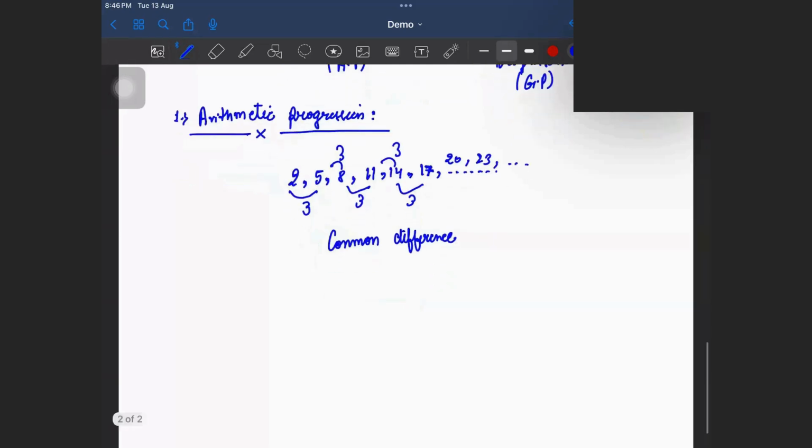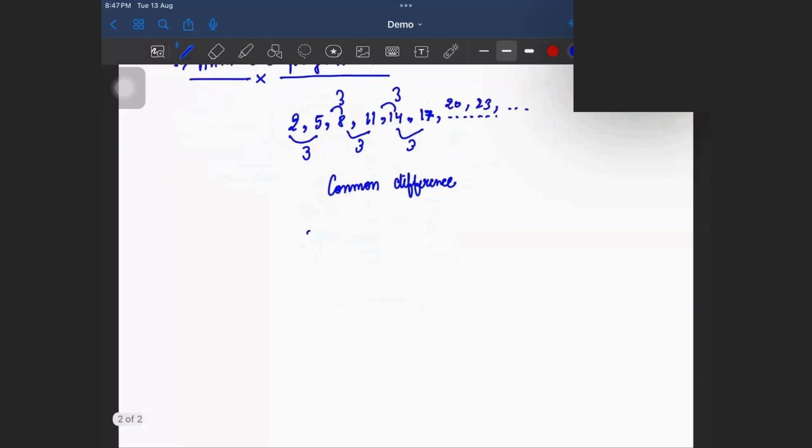Now, this difference can be positive also, and it can be negative also. Suppose I tell you 32, 30, 28, 26. Can you tell me what the common difference is? Negative 2. Very good. So here the common difference is 3, and here the common difference is negative. Generally we denote the common difference as D.